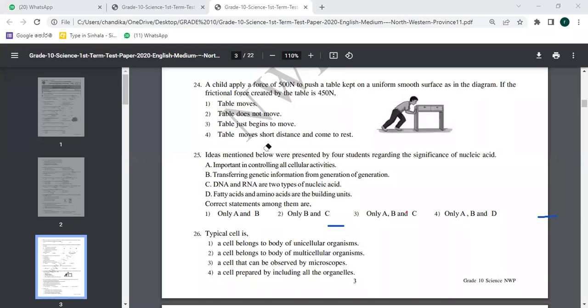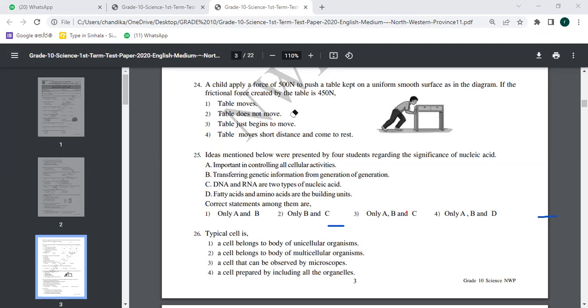Question number 25. Ideas mentioned below were presented by 4 students regarding the significance of nucleic acid. So, the correct statement among them. Any answer? Third one. Any opposite answers? Different answers? No, all of you agree, no?